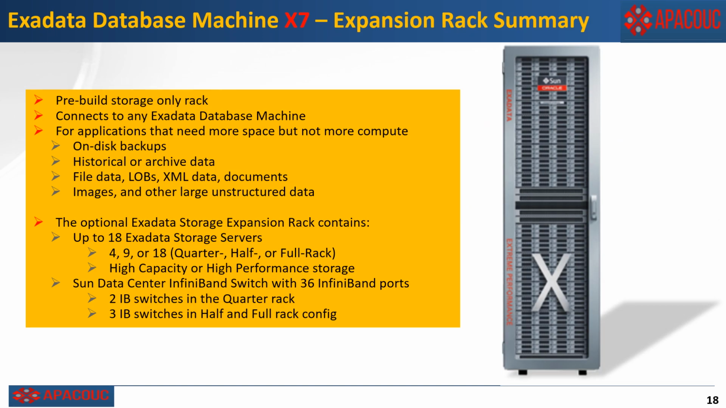Expansion rack summary is the following: sometimes you may need more storage for on-disk backups, historical or archive data, file data, LOBs, images, and for that you don't have to purchase another Exadata, which is quite expensive. You don't need to purchase compute nodes, you just purchase an expansion rack and install the storage servers inside. Just keep in mind that with a quarter rack you have 2 InfiniBand switches, and with a full and half rack you have 3 InfiniBand switches.